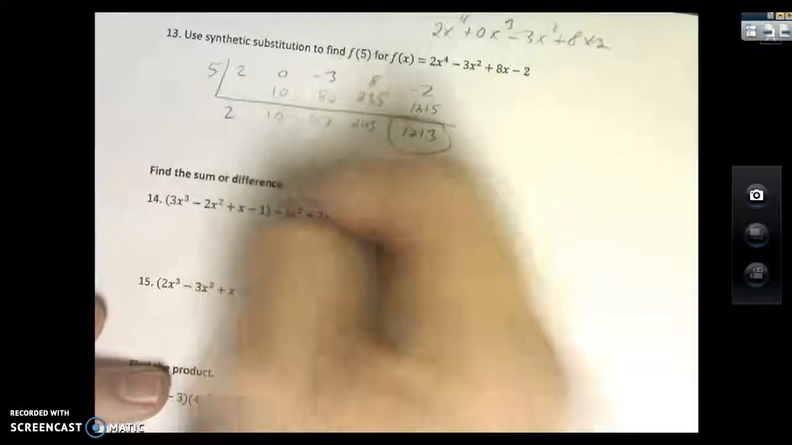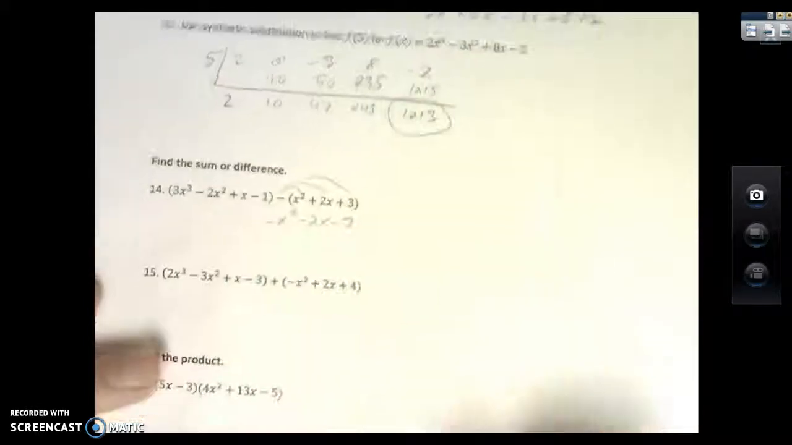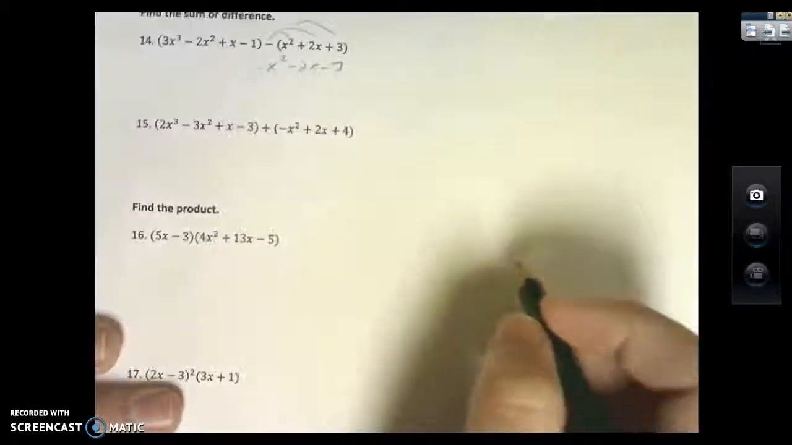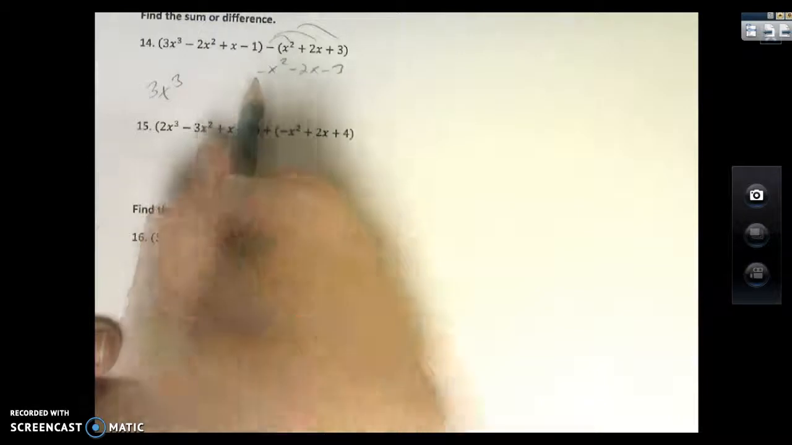14. Distribute the minus sign across. So I get negative x squared minus 2x minus 3. Now I'm combining like terms, okay? So 3x cubed is the only one by itself. Got it. Negative 2x squared minus x squared gives me negative 3x squared. X minus 2x is minus x. Negative 1 minus 3 is negative 4.